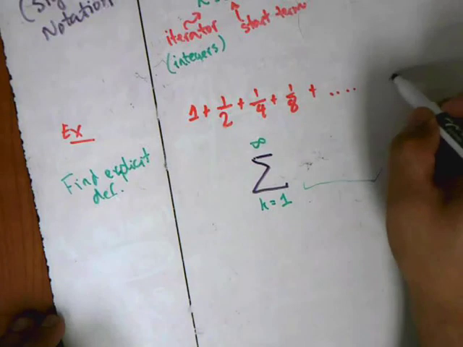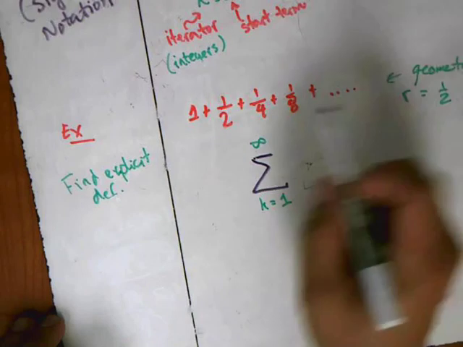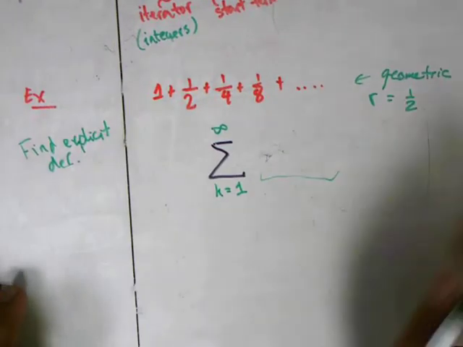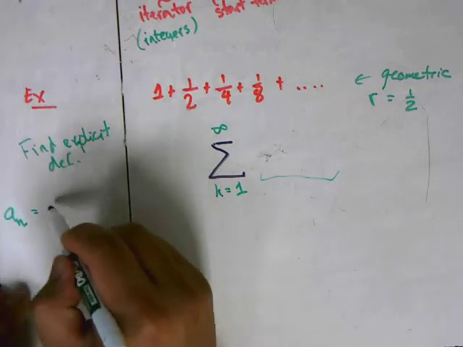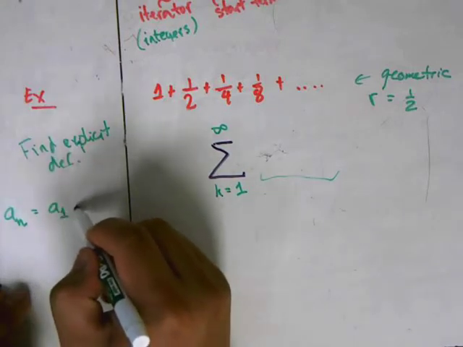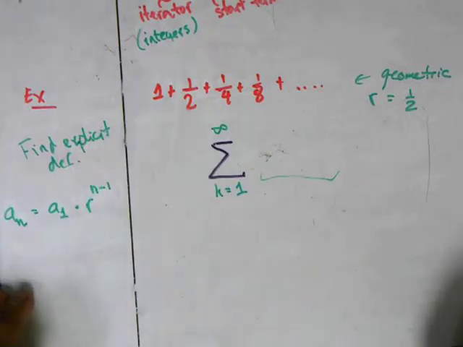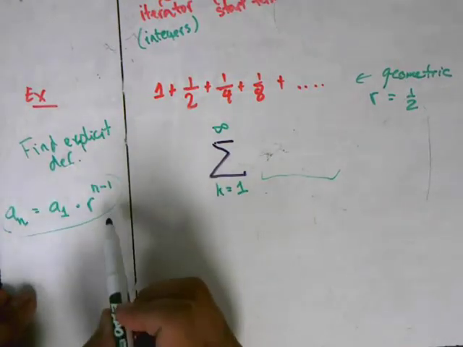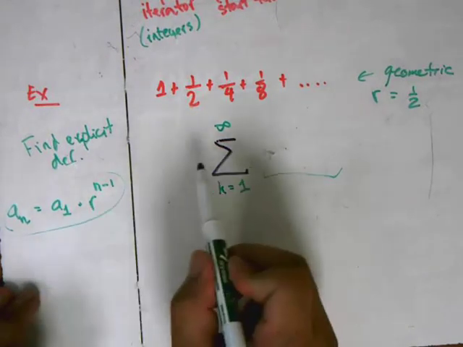Okay, so this is geometric, and it has a common ratio of 1/2. You can see each of these terms is 1/2 of the previous term. So if you recall, a sub n is equal to the first term times the ratio raised to the n minus 1. Okay. Again, look back in your notes on sequences and see where this math comes from. I'm just going to apply it here.